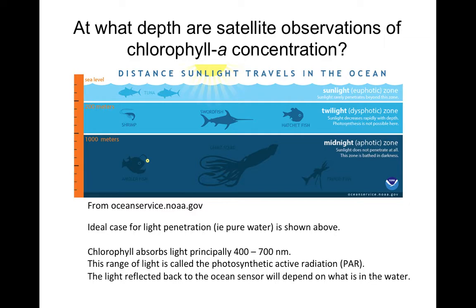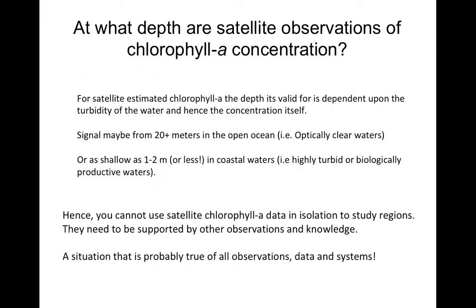And the other point to make is that the satellite observations are, again, a snapshot in time. They're a snapshot of the point where the satellite sensor actually flies over, and so they're a spatial distribution of the concentrations in a snapshot in time. So for satellite estimated chlorophyll A, the depth is dependent upon the turbidity of the water, and hence what's in the water. It can be less than 1 meter, or it can be more than 20 meters, depending on what's in the water.